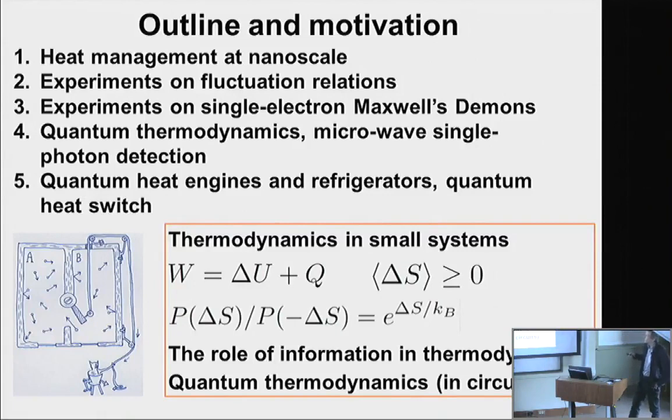The second part is really going into quantum thermodynamics, in a sense that on one hand, we try to realize quantum heat engines and refrigerators, which really exploit the coherent and, say, off-diagonal properties of the systems, and also we try to do stochastic thermodynamics using single microwave photon detection, which is still in progress.